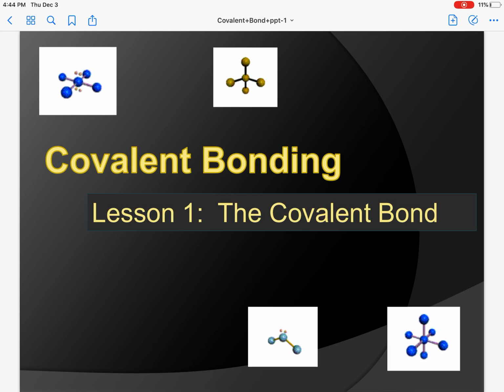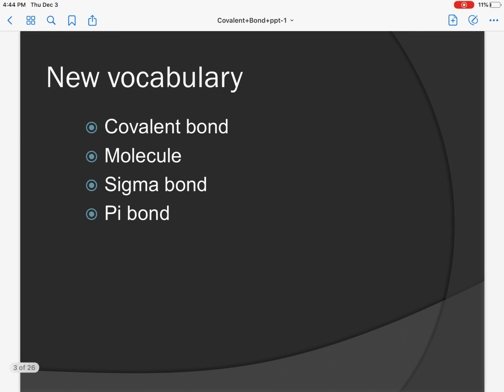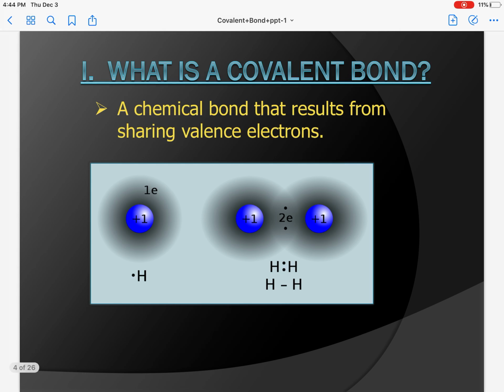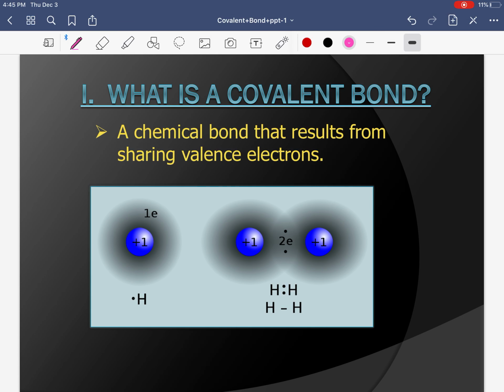We are talking about covalent bonding today. So covalent bonds are very similar to ionic bonds, but the big difference is that instead of transferring electrons, we are sharing electrons. So both elements are still going to have the electron that they originally had, plus they're going to be sharing this other one, and it'll be a part of their atom now.